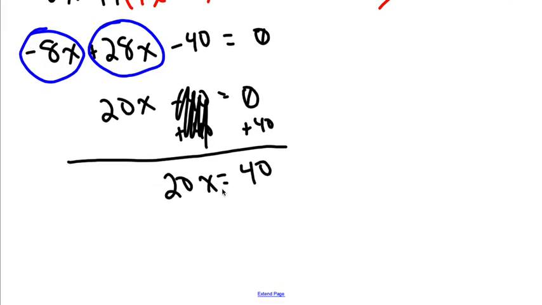Some of you might be able to look at that and say, well, yeah, if I take 20 times 2, I get 40, so x is 2. But this is what we're actually doing. We're going to divide by 20 on both sides. 40 divided by 20 is 2.